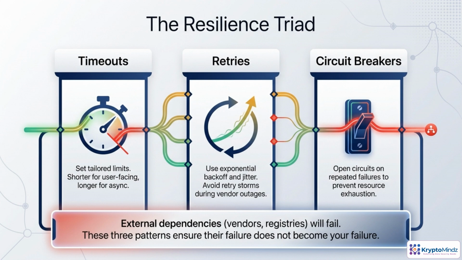Even with this architecture, external vendors and registries will fail. The resilience triad is how you stop their failure from becoming yours. Timeouts define how long you're willing to wait before cutting the cord. You tune them differently for user-facing calls versus background jobs. Retries give dependencies a second chance, but only with exponential backoff and jitter, so you don't create a retry storm. Circuit breakers step in when things are really broken, opening the circuit after repeated errors so you protect your own resources and user experience.